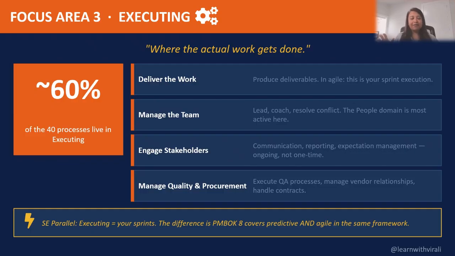That is all what happens during this executing phase to make sure that the expectations are aligned and we are in the right direction for leading this particular project. Next we have to manage quality and procurement. Execute QA processes is a part of this particular step. Managing vendor relationships and handling contracts is all what is included in this part of executing. Also remember that 60% of the 40 processes live in the executing focus area from the PMBOK 8th perspective.